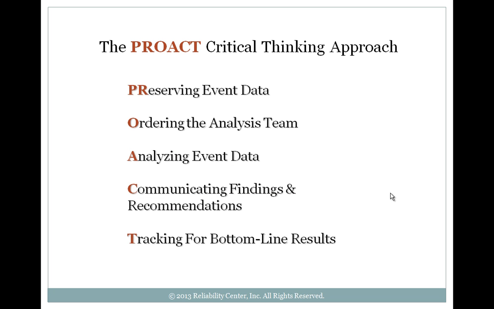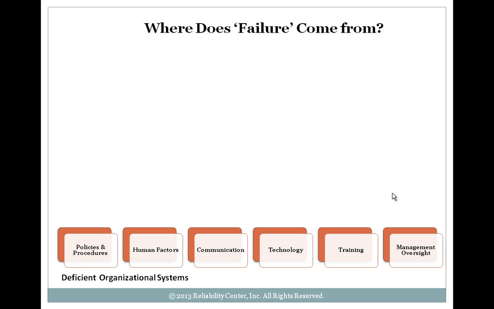First, I want to go through a little bit about this critical thinking approach, which we call PROACT. The steps of the PROACT approach are preserving event data, ordering the analysis team, analyzing that data with the team, communicating our findings and recommendations, and then tracking for some bottom line result that something got better as a result of our efforts. So let's take a look at where does failure come from.